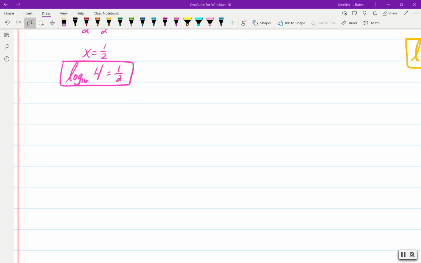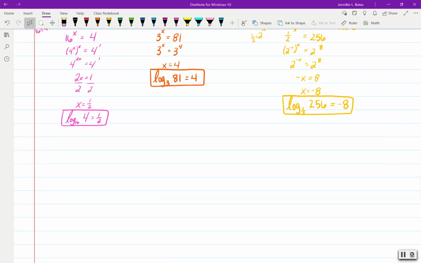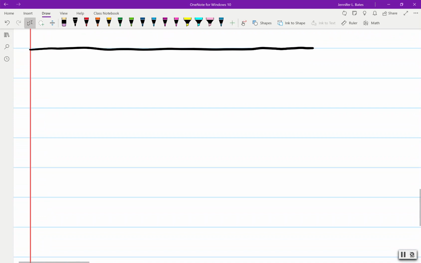All right, welcome to part 2 of 8.3 notes. We are going to start off talking about logarithmic functions. So let's go ahead. We're going to make a subtitle. So let's subtitle this Logarithmic Functions.